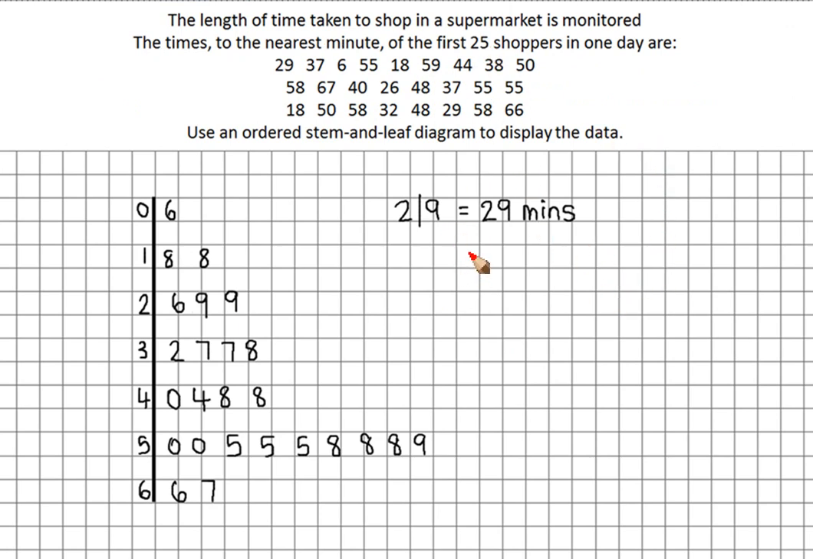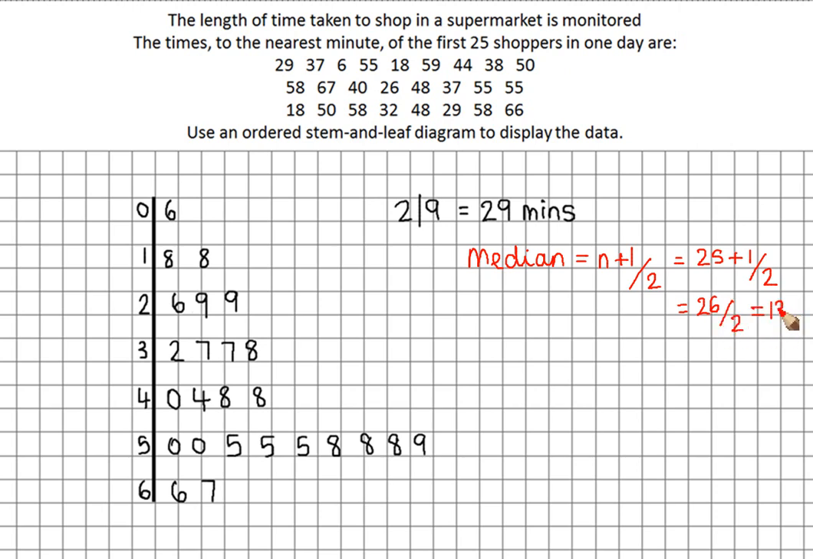We've got 25 pieces of data. Now the median, remember we're looking at n plus 1, where n is the number of pieces of data, divided by 2. So here, because we've got 25 shoppers, that's 25 plus 1, divided by 2. So that's going to be 26 over 2, which is going to be 13.